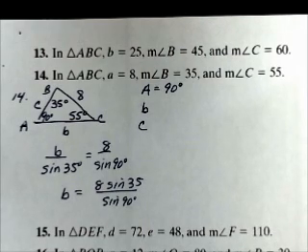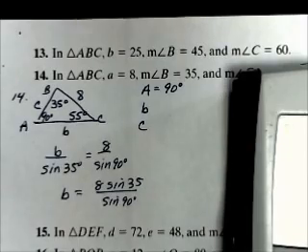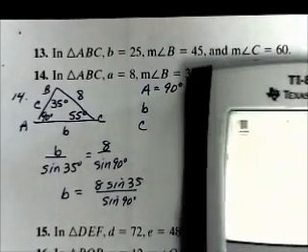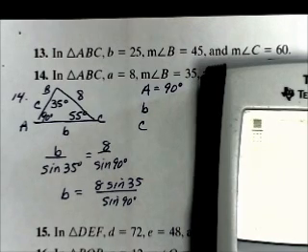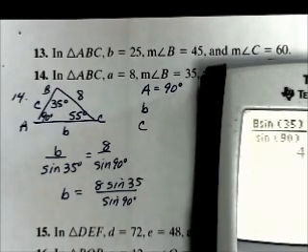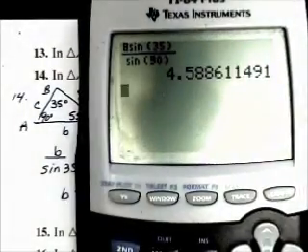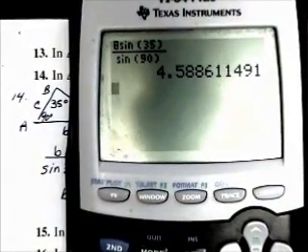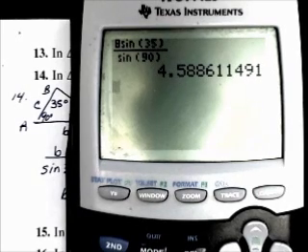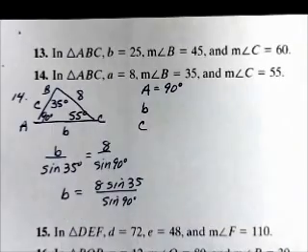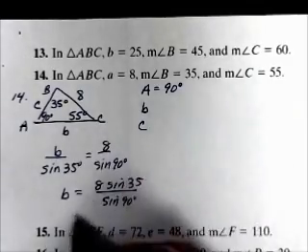Go into the calculator. Clear. 8 sine 35 divided by sine 90. You know what the sine of 90 is, right? Think of the unit circle, it's 1, so we're actually dividing by 1. All right, so the nearest integer, since this is the length of a side, 4.58 would round up to 5. So b equals 5.